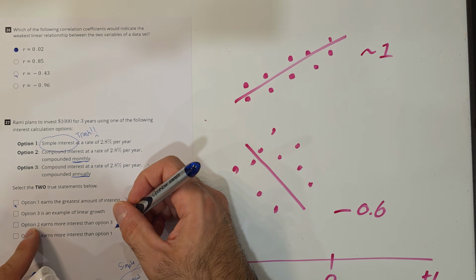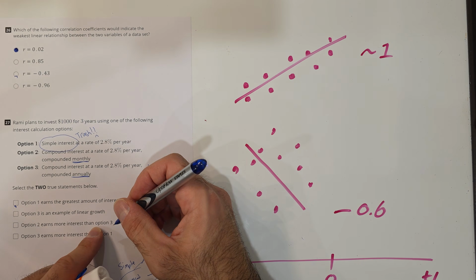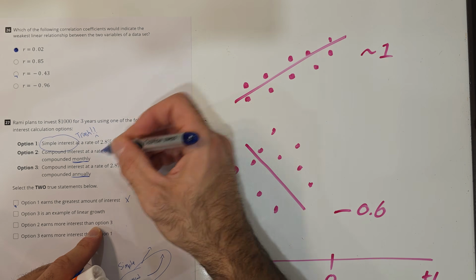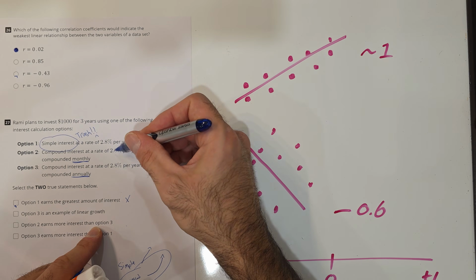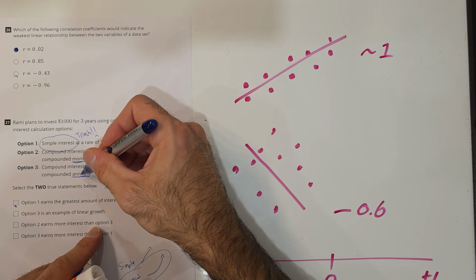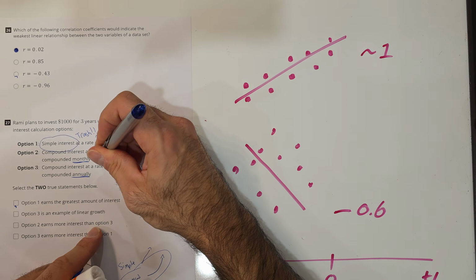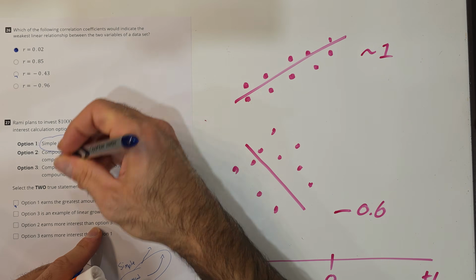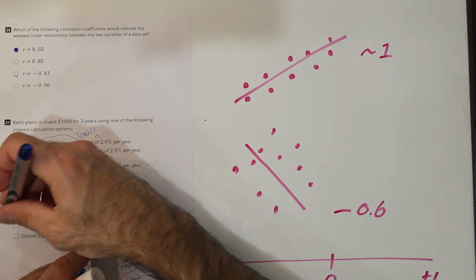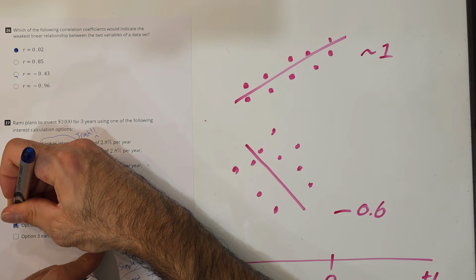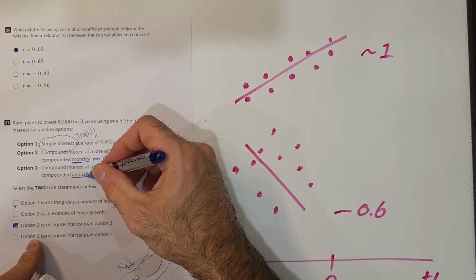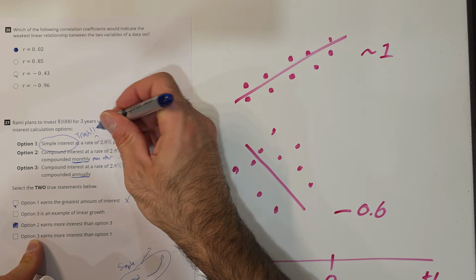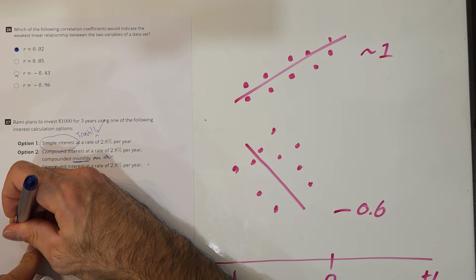I have some time. Option 2 earns more than option 3. Option 2, option 3. Okay, they're both compound. They're both the same interest rate. Ooh, look at the compounding period. This is more often. And if it's compounded more often, it's definitely going to make more money. Option 3 earns more than option 1. Of course it does. This is trash.